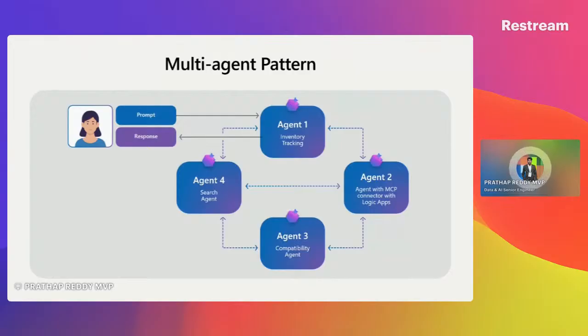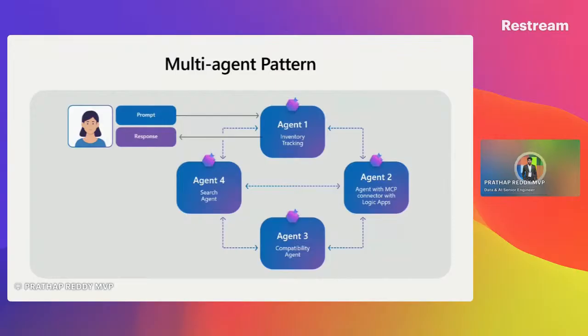Okay, so in this multi-agent pattern, for example, agent one is mentioned here as inventory tracking. Agent two is an agent with the MCP connector, agent three is a capability agent, and agent four is the search agent.